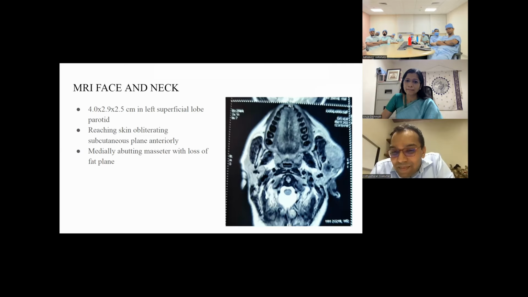Ma'am, I'm not sure about the exact paper, but there are studies which show that retrograde dissection will lead to higher chances of nerve injury. There are meta-analyses which say that retrograde dissection gives the least palsy.